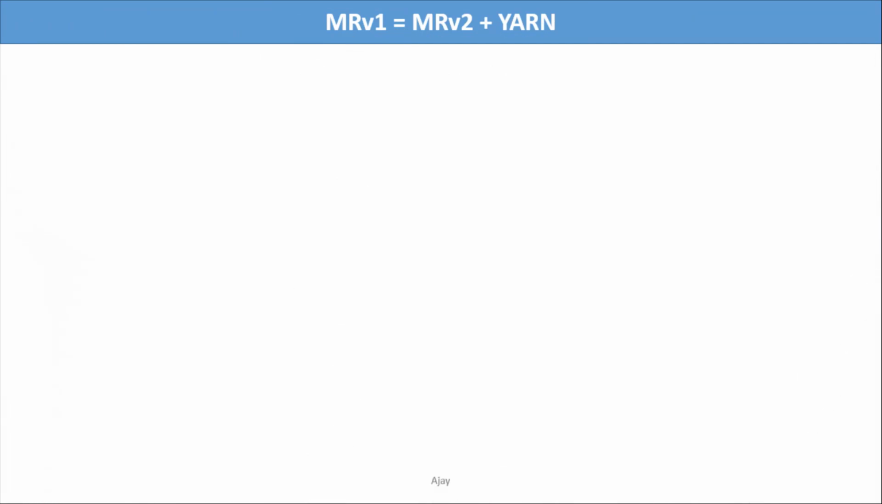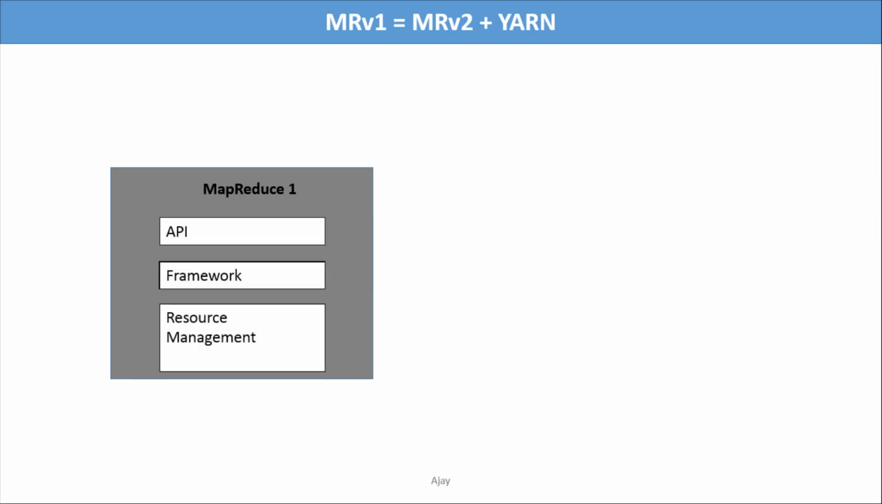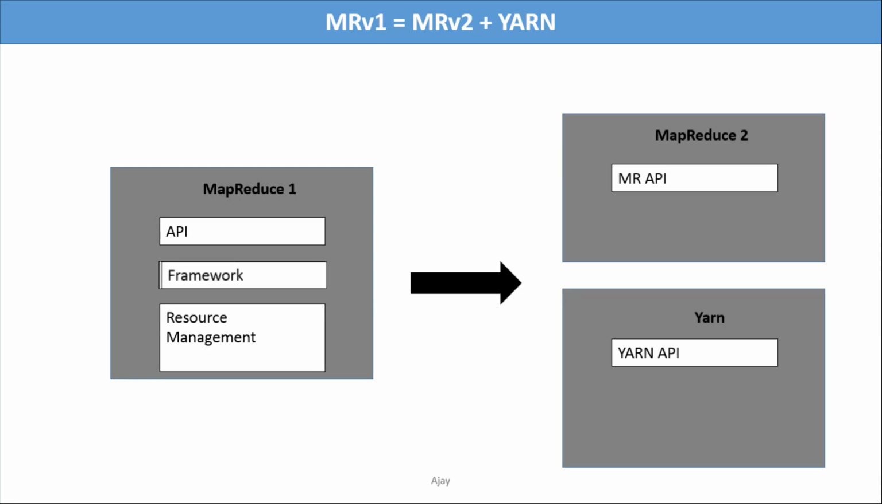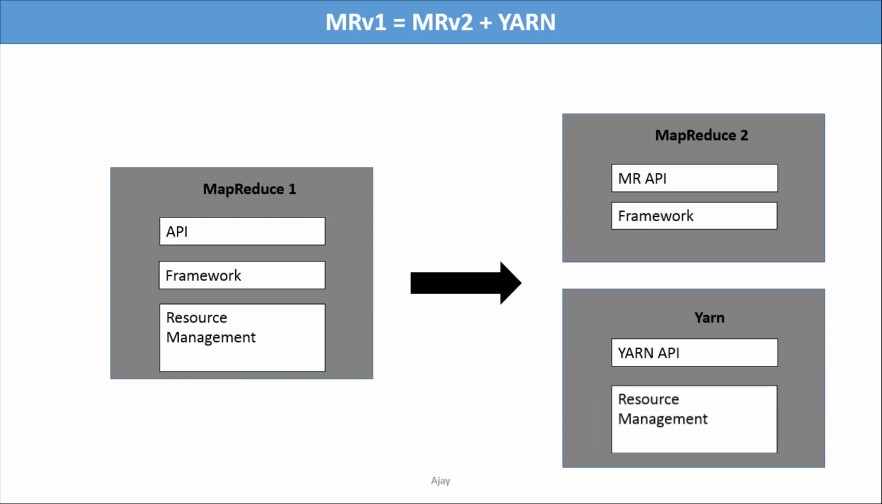To solve these issues, MapReduce in Hadoop version 1 is split into two parts in Hadoop version 2. The two parts are MapReduce version 2 and YARN. Let's see how it is done and how it resolves the issue. We know that MapReduce in Hadoop version 1 contains three parts: API, framework and resource management. Now in version 2 of Hadoop, MapReduce takes the framework part which takes care of the entire workflow of MapReduce operation, and the resource management responsibility is taken by YARN. We will see how this is going to help answer the three limitations previously discussed.